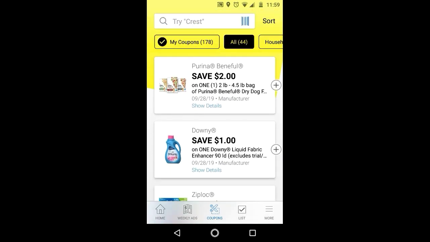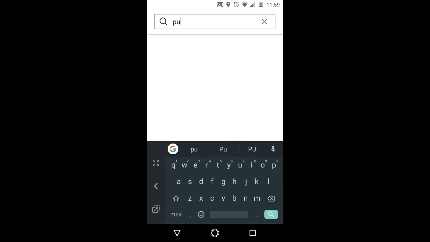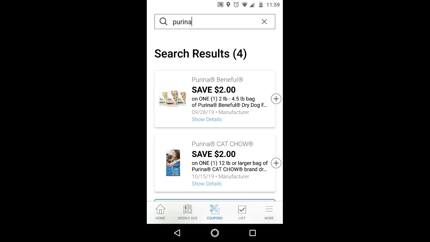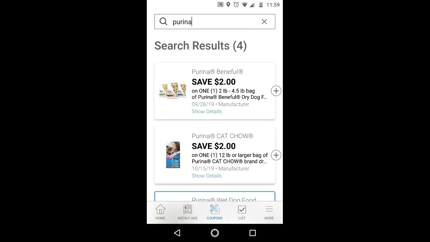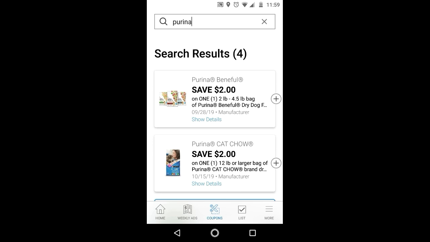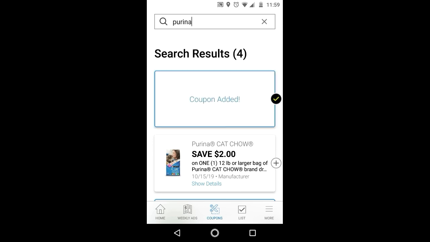Purina Beneful, let's check if there's a $3 off digital. If not, then we will have to clip this $2 off digital. So that's the only Purina Beneful digital that we're getting, so I will clip that. And let's go back.